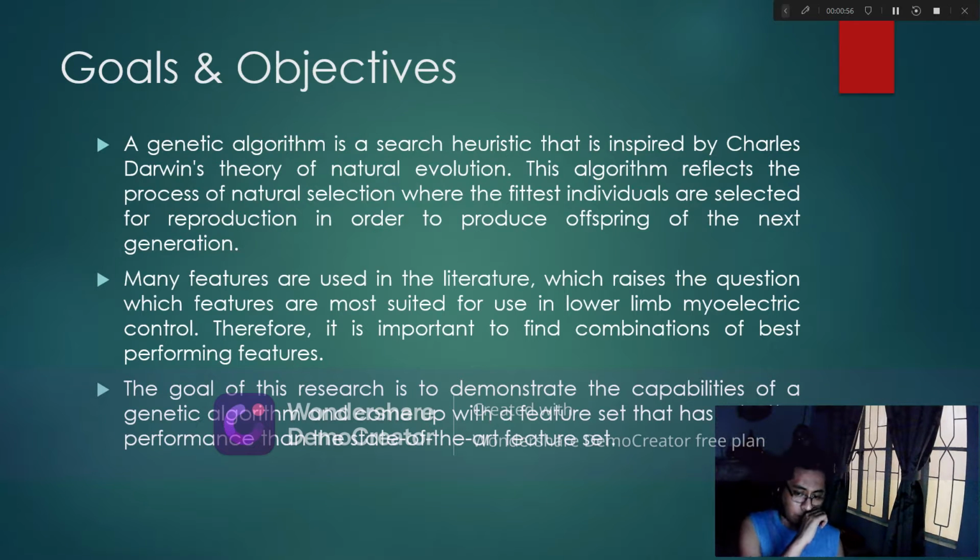So the research is primarily about genetic algorithm and how it can be applied into heuristic sample identification. A genetic algorithm is a search heuristic that is inspired by Charles Darwin's theory of natural evolution. So the algorithm reflects the process of natural selection where the fittest individuals are selected for reproduction in order to produce offspring of the next generation. So basically this is the goal of the genetic algorithm.